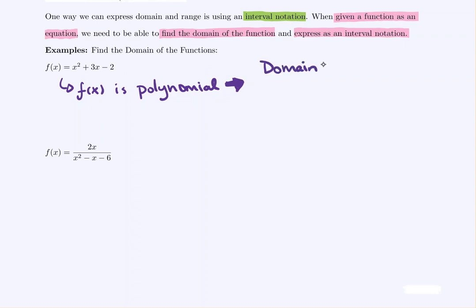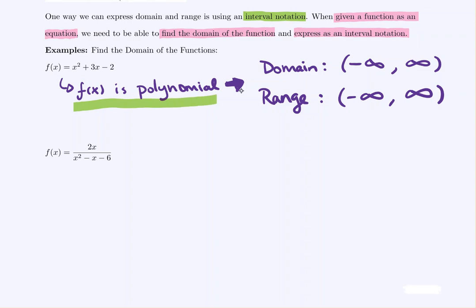So since this is a polynomial, automatically we know the domain is all real numbers, but written in interval notation, it means it could take on any x value from negative infinity to positive infinity. And that's not just that it can take on those x values, it will take on all those x values. And the range, the y values, also will range from negative infinity to positive infinity. So remember, if you recognize that your function is a polynomial, then you automatically know the domain and range of a polynomial.